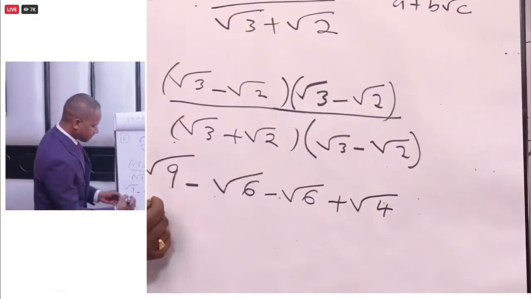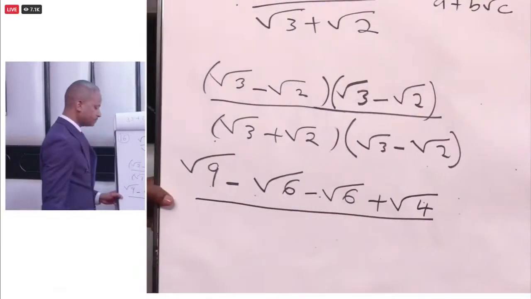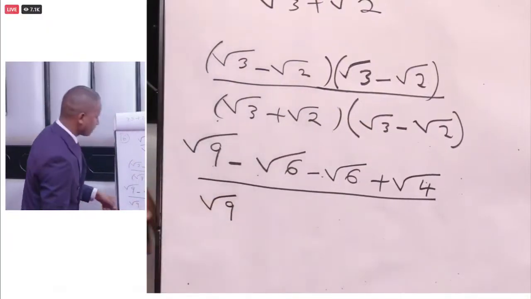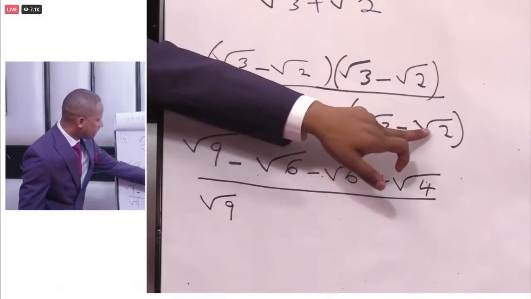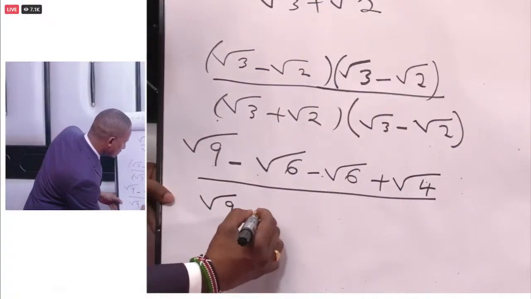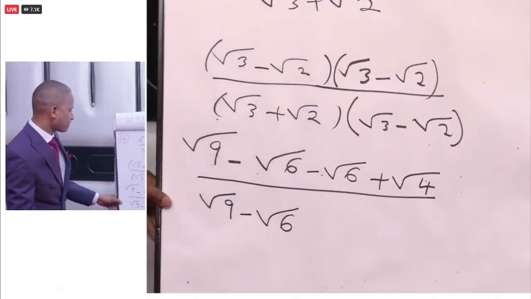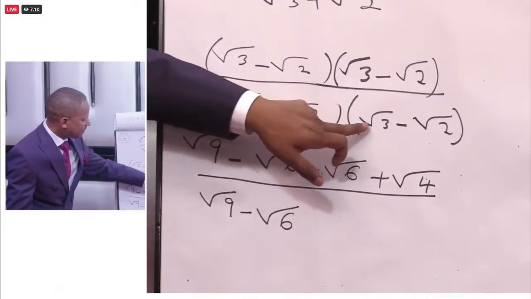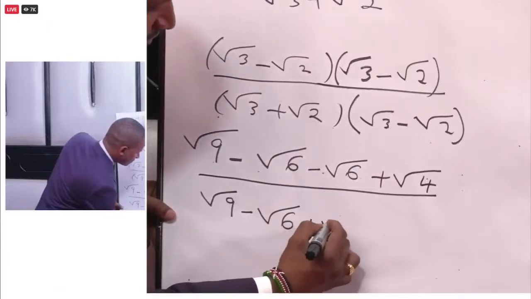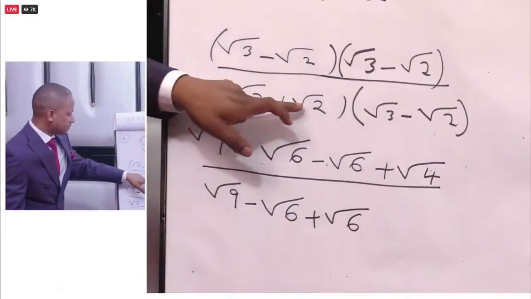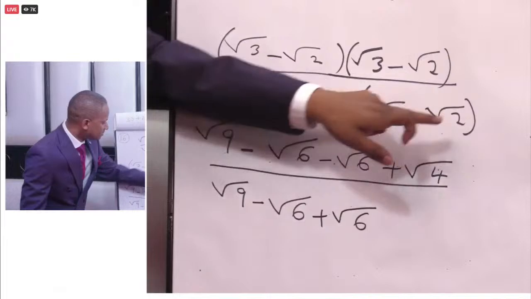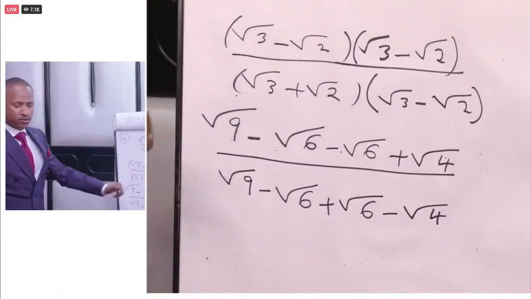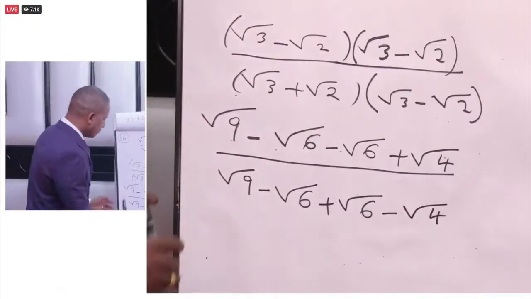That is the numerator. What about the denominator? Root 3 times root 3 is root 9. Then root 3 times minus root 2 is minus root 6. Then plus root 2 times root 3 is plus root 6. Then plus root 2 times minus root 2 is minus root 4. From here, we simplify. Let's go up.